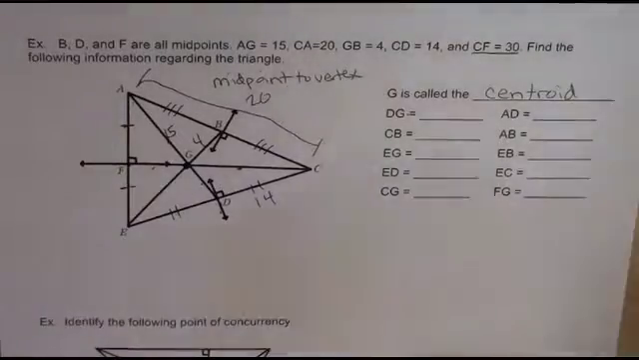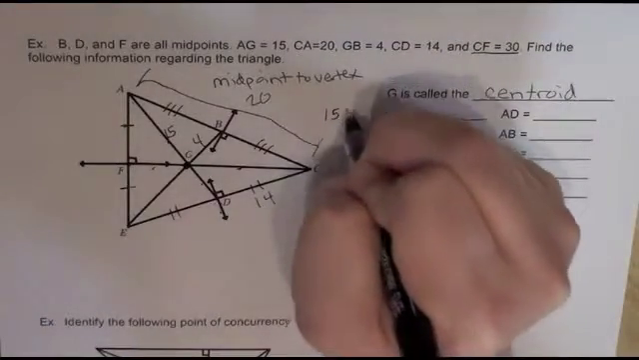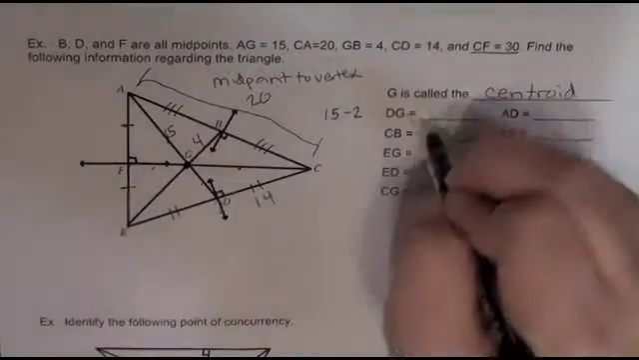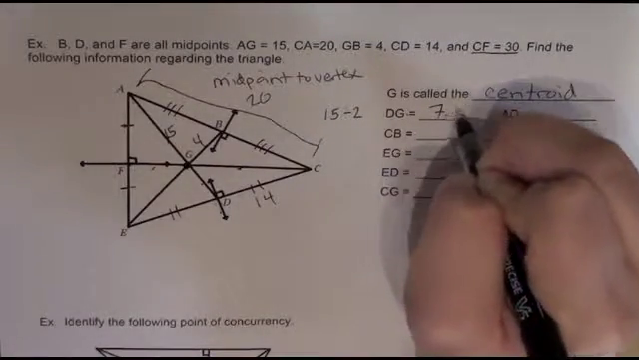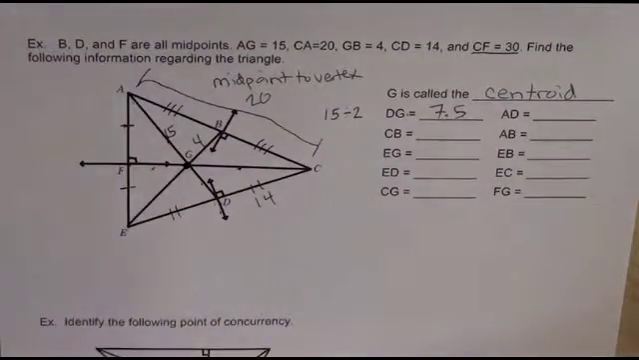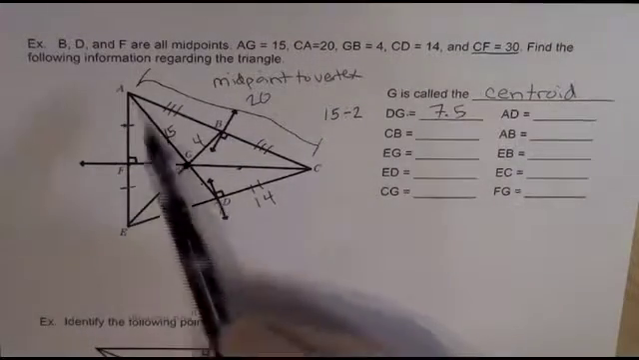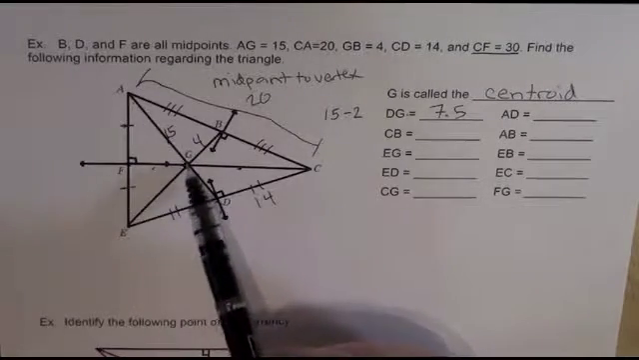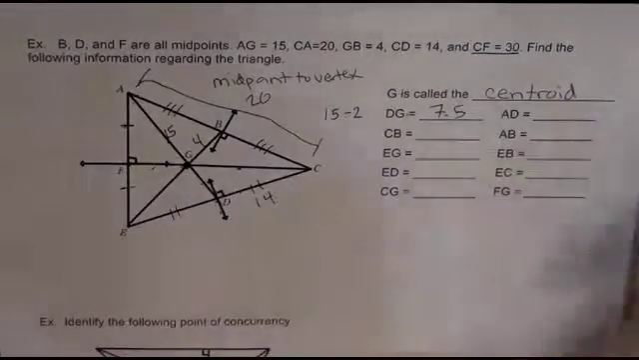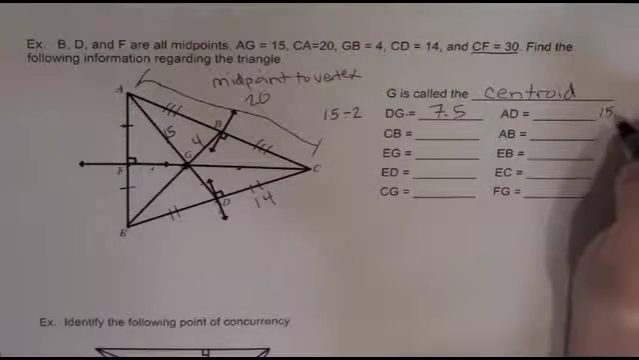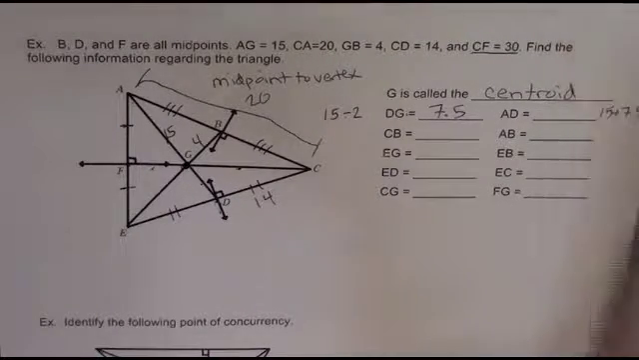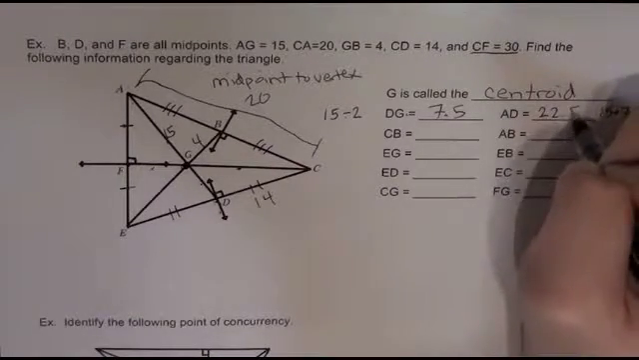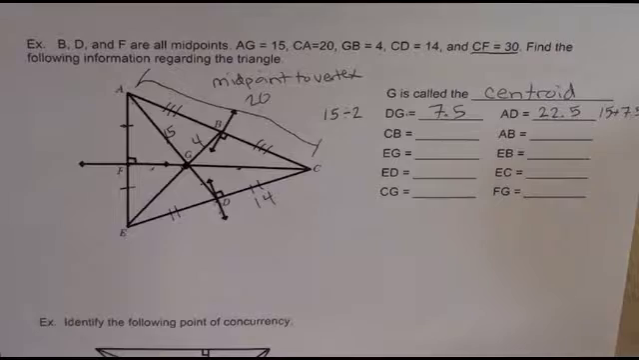So how do we find DG? We take AG and divide it by 2. 15 divided by 2, 7.5. Now AD, the full distance, would be AG plus DG, the segment addition postulate. So that's 15 plus 7.5, 22.5.